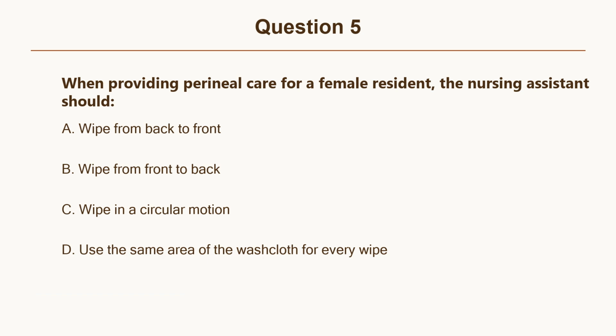Question 5. When providing perineal care for a female resident, the nursing assistant should: Option A. Wipe from back to front. Option B. Wipe from front to back. Option C. Wipe in a circular motion. Option D. Use the same area of the washcloth for every wipe. The correct answer is option B. Wipe from front to back.